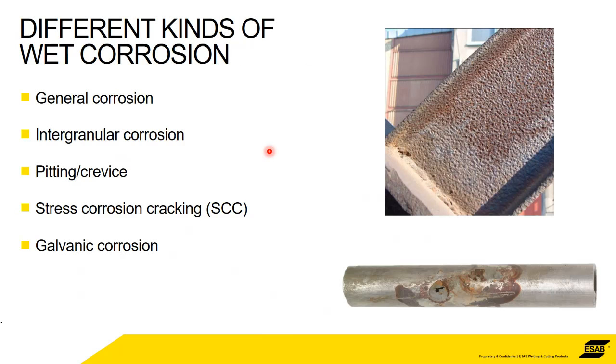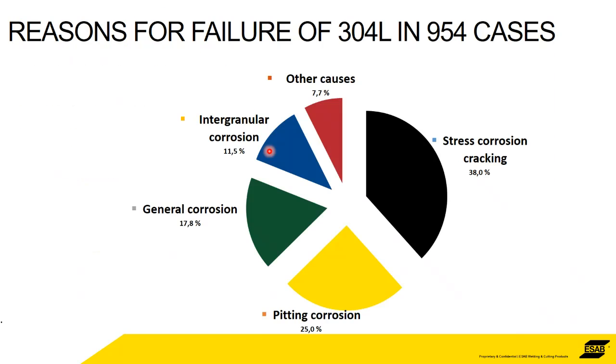The different types of corrosion that I'm going to be talking about are what's known as wet corrosion, because they all need a liquid to make them happen, and electrolytes. So: general corrosion, intergranular, pitting or crevice corrosion, stress corrosion, and galvanic. Okay. And an interesting slide, this is from a few years ago, but it's real data.